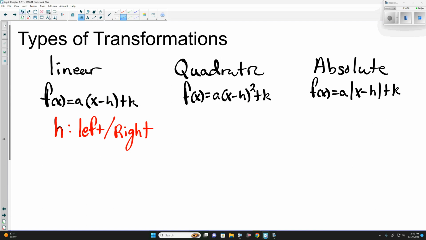And one thing to note, if it is inside the absolute values, it is the opposite of what we think. Okay? That's just going to be standard. If it's inside the absolute values, so we're talking about these transformations, it is the opposite of what we think. And it'll make sense, especially when we see it.